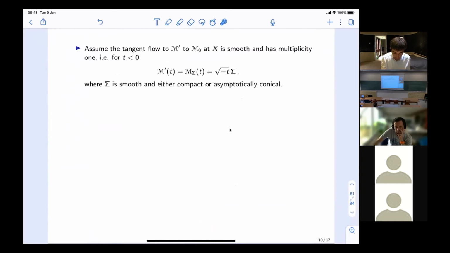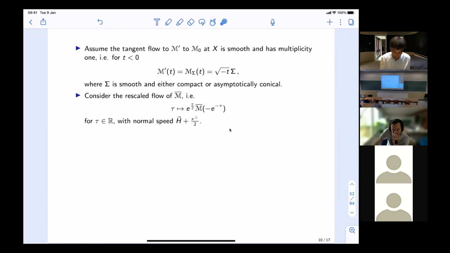Okay, now this was the assumption before. Now this was our initial flow here. This was the singular point we looked at. That was the tangent flow. Okay, we assume it's multiplicity 1, and the cases we can treat are that it's a compact shrinker, like the Angenent torus, or it's asymptotically conical, like this example of Cooper, Klein, and Möller. Yeah? Okay. Now, what you can do, you see there's a natural scaling in here.